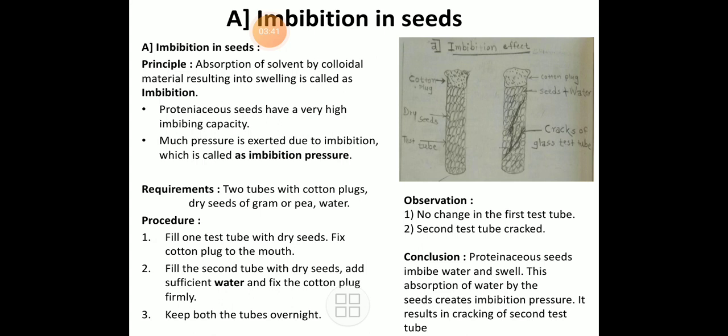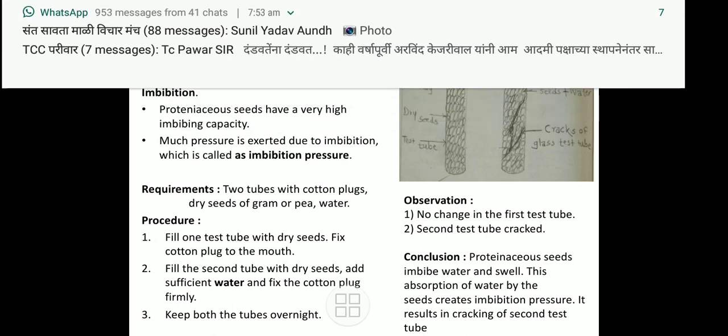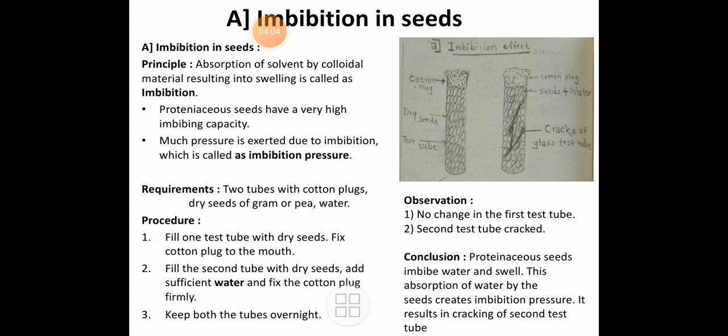The requirements for this physiological demo experiment are: first, two test tubes of the same size and thickness, the same length, each and everything, with cotton plugs. We have to use cotton plugs here, not plastic caps. Dry seeds of gram or pea and water are the only requirements of this experiment.